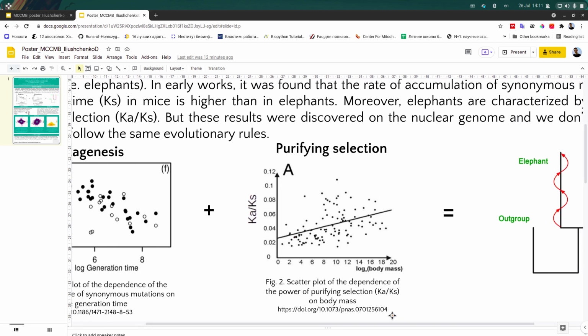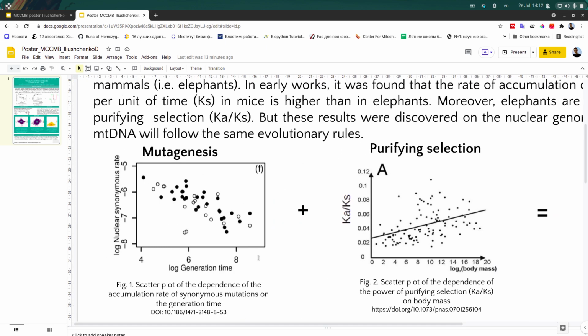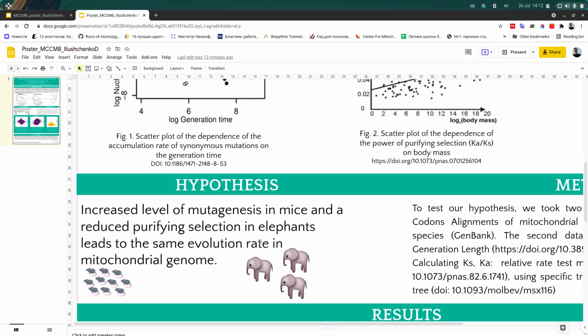Another life history trait that affects the evolution rate is purifying selection. The efficiency of purifying selection is relaxed in low population size animals like elephants. We expected fixation of numerous non-synonymous slightly deleterious variants in these animals. And let's talk about our hypothesis. We suppose that an increased level of mutagenesis in mice and a reduced purifying selection in elephants lead to the same evolution rate in the mitochondrial genome.